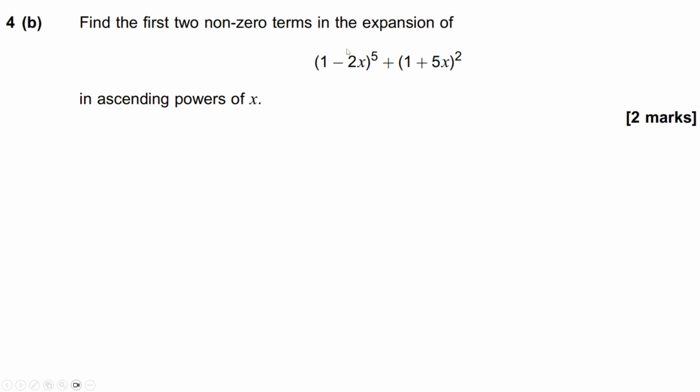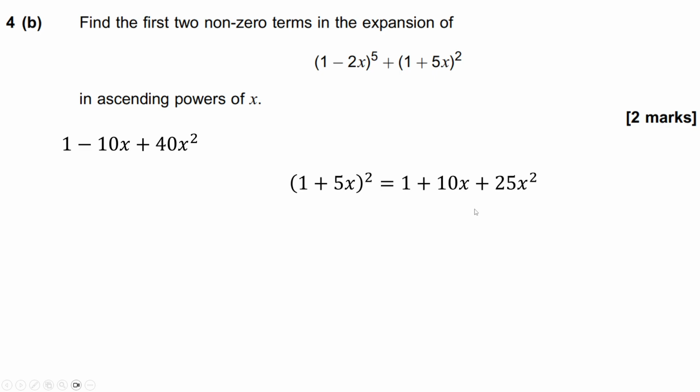Find the first 2 non-zero terms in the expansion of this. This here, we've already calculated. It's this. We'll just leave it up to x squared. And then the next one here, we've got this one here. You can just use the formula for it, but you don't actually need to, because if you look at this, this is just squared. So it's not too hard to do in your head. It's just 1 plus 10x plus 25x squared. Okay, and then you want to add these together. So the minus 10x cancels with 10x, and you have a 1 add 1, so that's 2. Then 40x squared plus 25x squared, which is 65x squared.